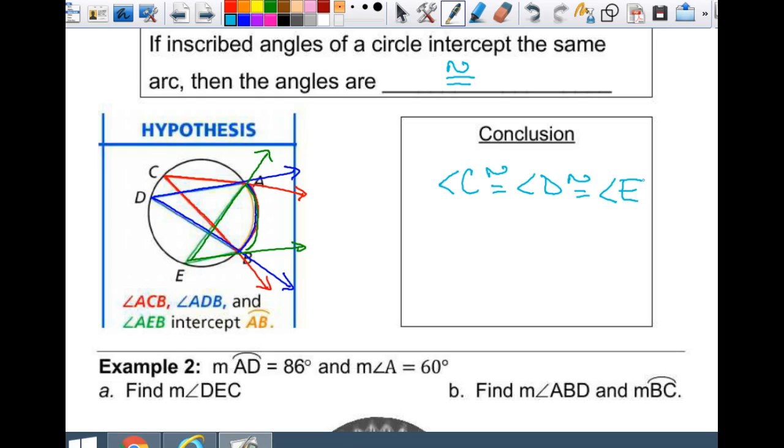Now there's a lot more angles on this picture. I want you to look at angle CAD. See angle CAD? Okay. So see if you can find an angle that would be congruent to that angle.